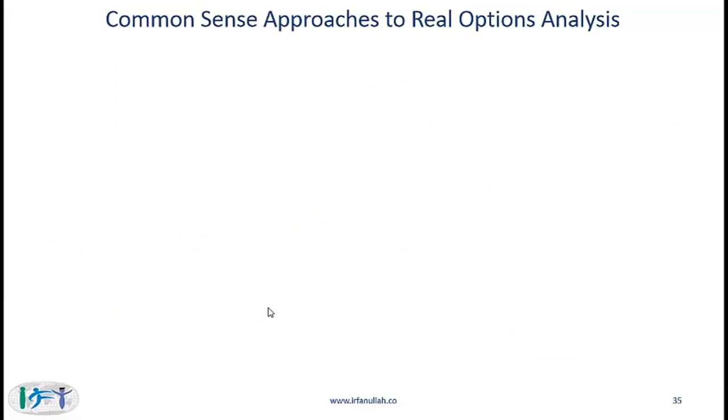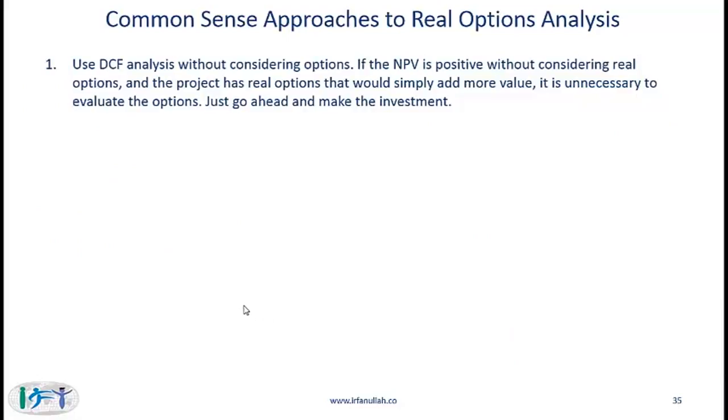How do you evaluate and analyze real options? The curriculum doesn't get into too much detail, but gives you some common sense approaches. One is to use discounted cash flow analysis without considering options. What this is saying is, if without considering an option you do an NPV analysis of a project, and the NPV is positive, then you just go for it. Because if you are doing a project where the NPV is positive and there are some options embedded in the project, the options can only add value. So if the NPV is positive, just go for it.